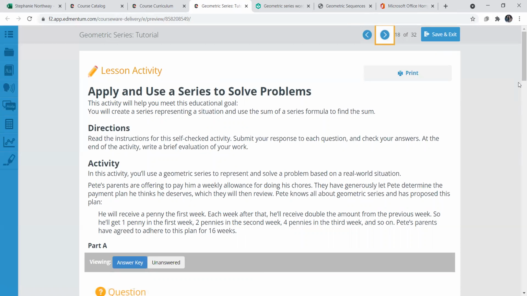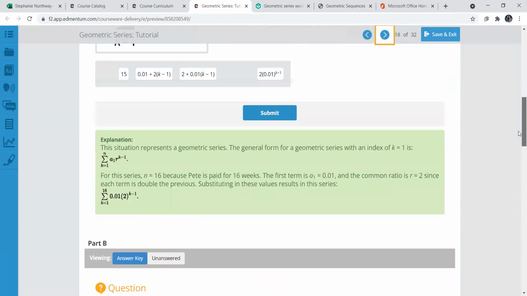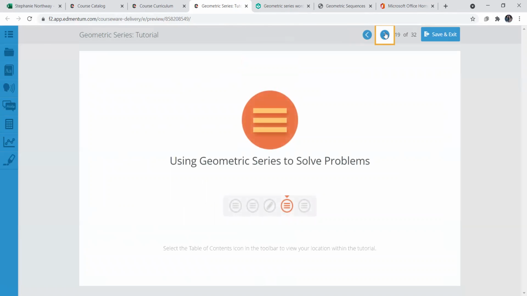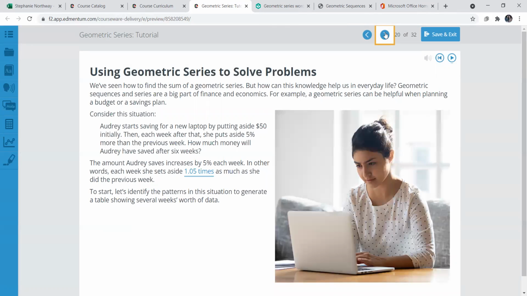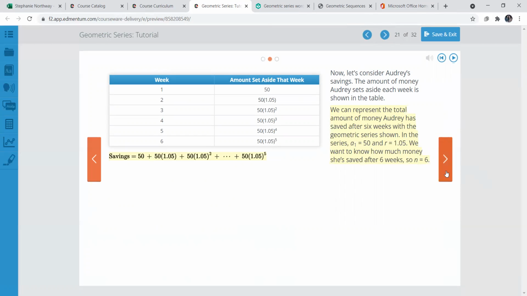Okay, and again, we have some problems here. Scroll down. I'll let you figure these out on your own. All right, using a geometric series to solve problems. All right, so let's go to the next part. It shows an equation, shows how to solve a problem. It's just giving you basic information going down the series and what to do.